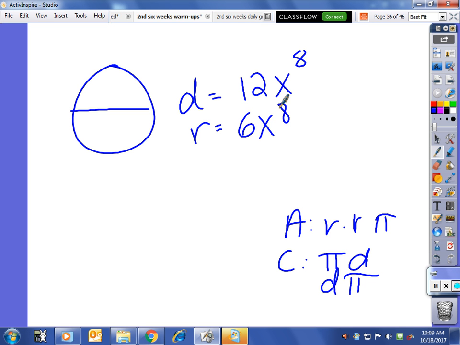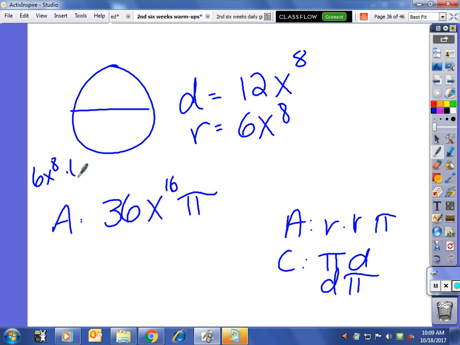6x to the 8th. Now that I know the radius, I can hopefully correctly lead myself to the area. What's the area? 36x to the 16th pi. Because you're going to do 6x to the 8th times 6x to the 8th. 6 times 6 is how we get 36. Count up how many x's.